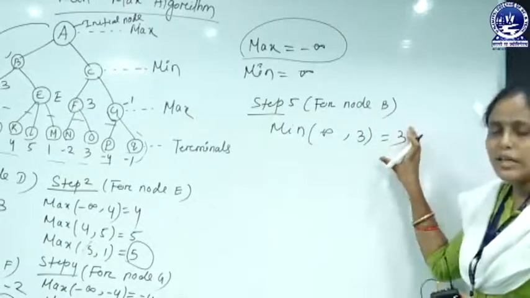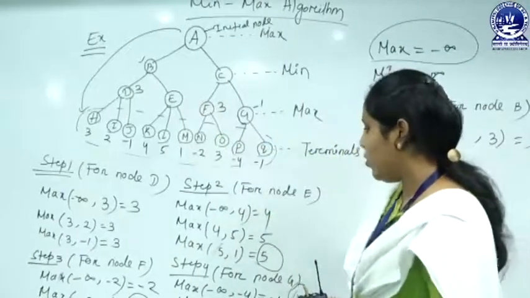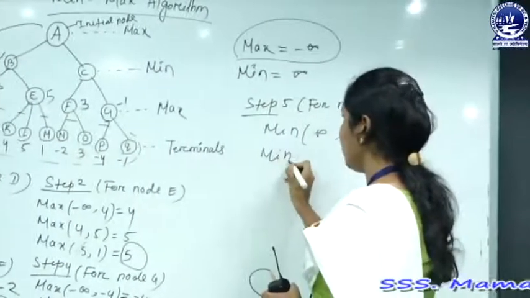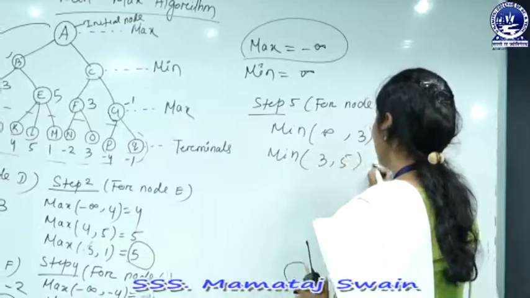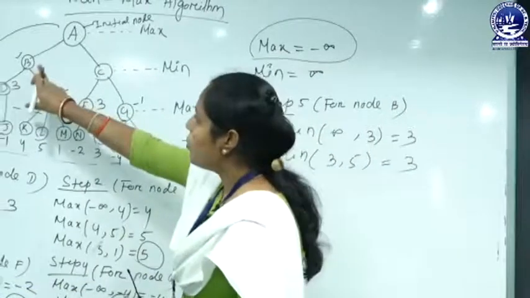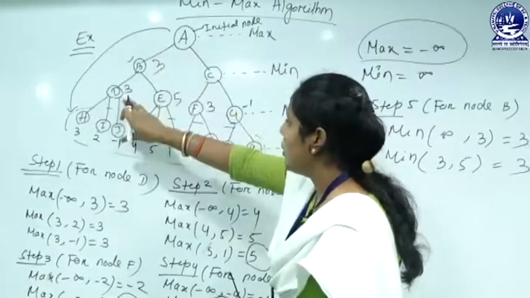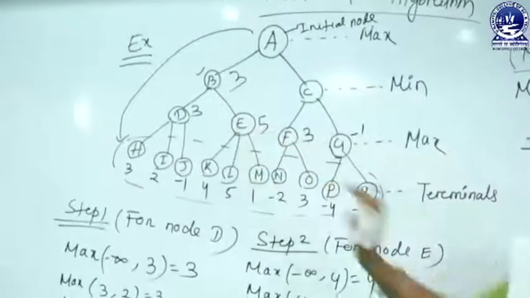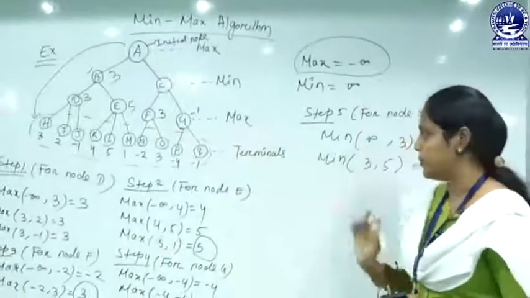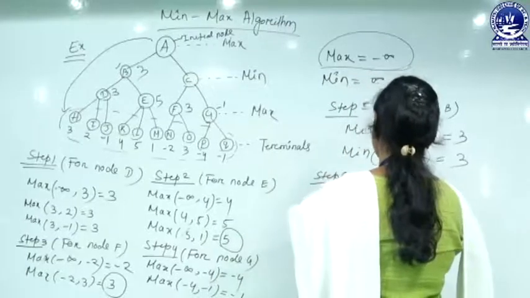Now this 3 value will be compared with the node E value, here node E value is 5. Now we take min of 3, 5, which is equal to 3. That means the utility value for our node B is 3, which is the minimum value between these two values, 3 and 5. Next we calculate the utility value for node C, that is step 6 for node C.